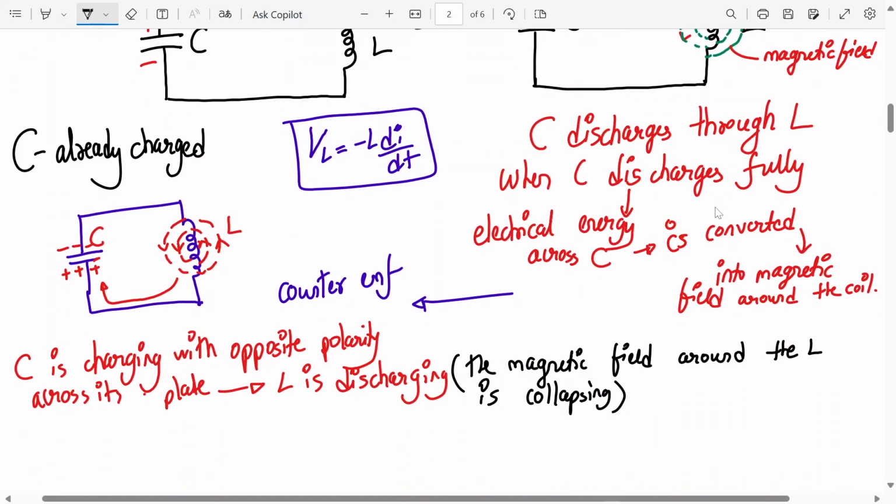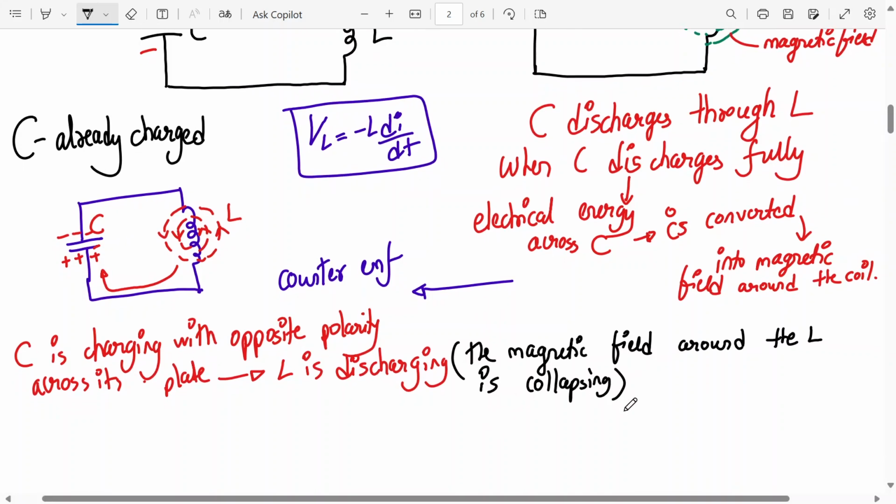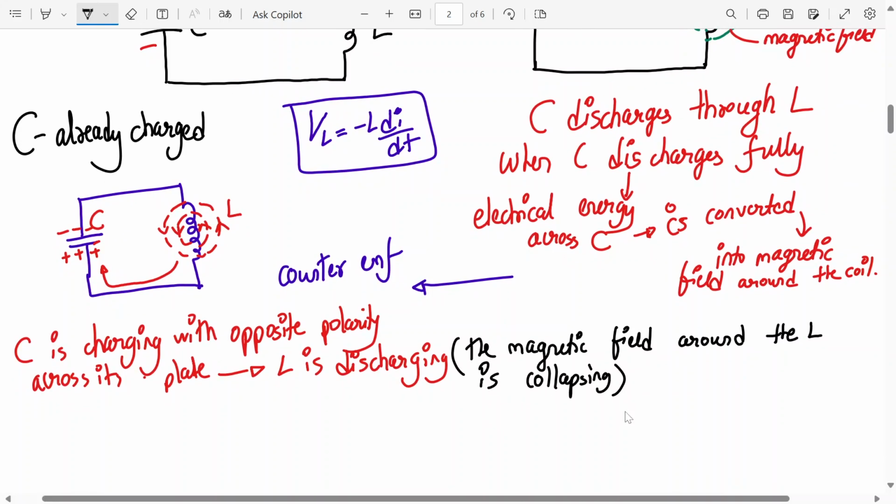Okay, so when the capacitor is fully charged, the magnetic field around the inductor has collapsed completely. After this, we have a switch S, right? The switch S is closed. All right. Now when the switch is open again, let's say the capacitor is fully charged with opposite polarity. The switch is open now, so the capacitor will not discharge. The capacitor will hold its charge.